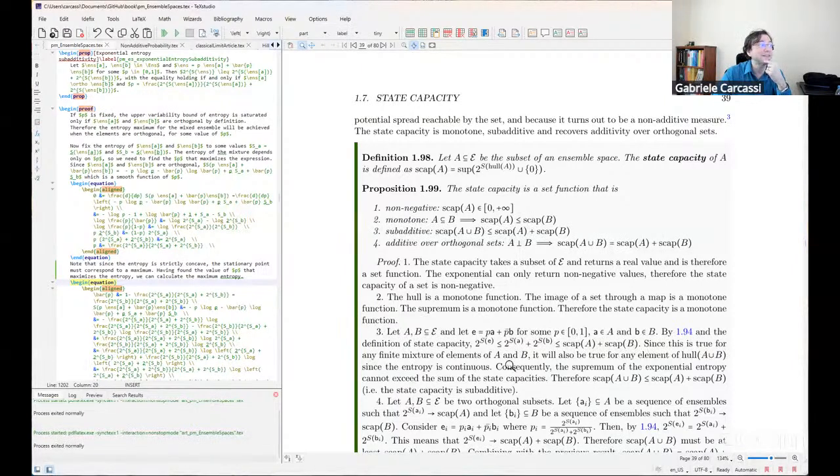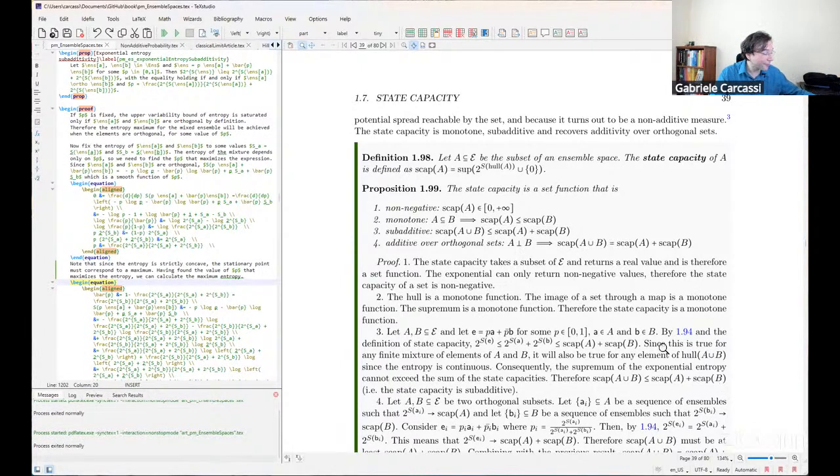And now, since this is true for any finite mixture of elements of A and B, it will also be true for any element of the hull of the union, since the entropy is continuous. And consequently, the supremum of the exponential of the entropy cannot exceed the sum of the state capacities. Therefore, the state capacity of the union is less or equal to the sum of the state capacities of the individual sets. So, good.